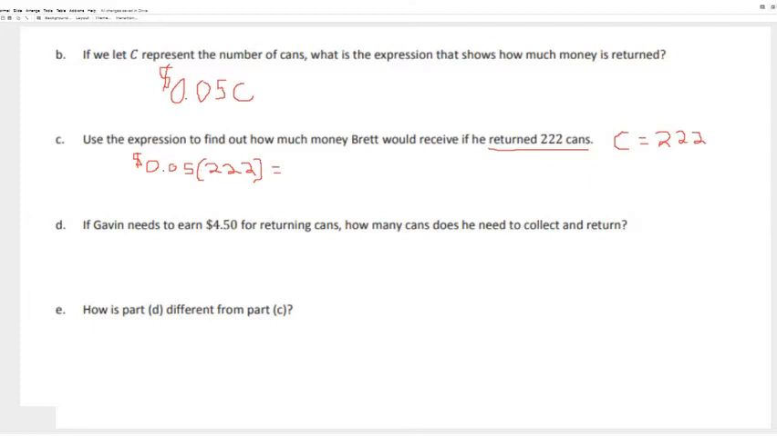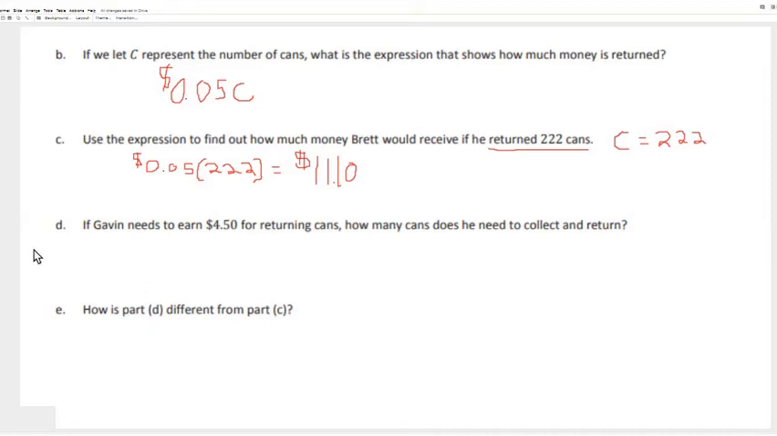If I multiplied this out, we would get $11.10. So there you go. We have $11.10 if he returned 222 cans. Now that dollar sign line went a little bit long. Let's go ahead and erase that real quick. All right, so if you return 222 cans, he'd multiply it by 0.5, or 0.05, excuse me, and he would get $11.10 back.